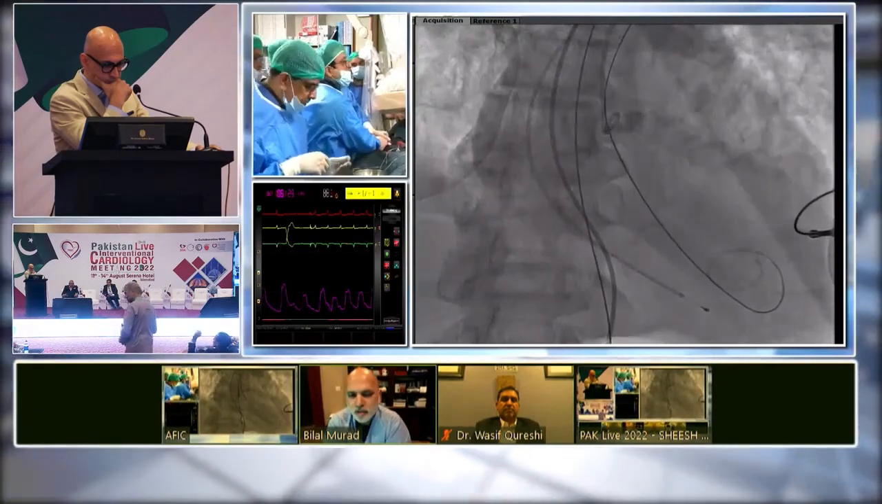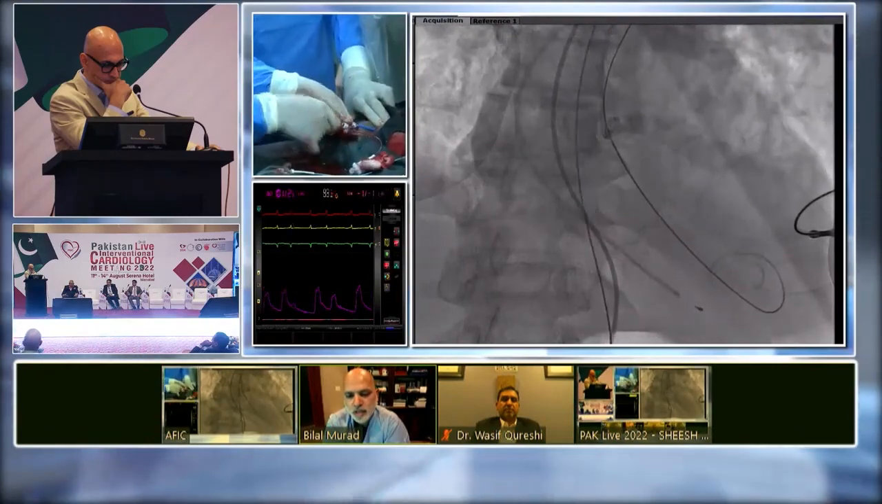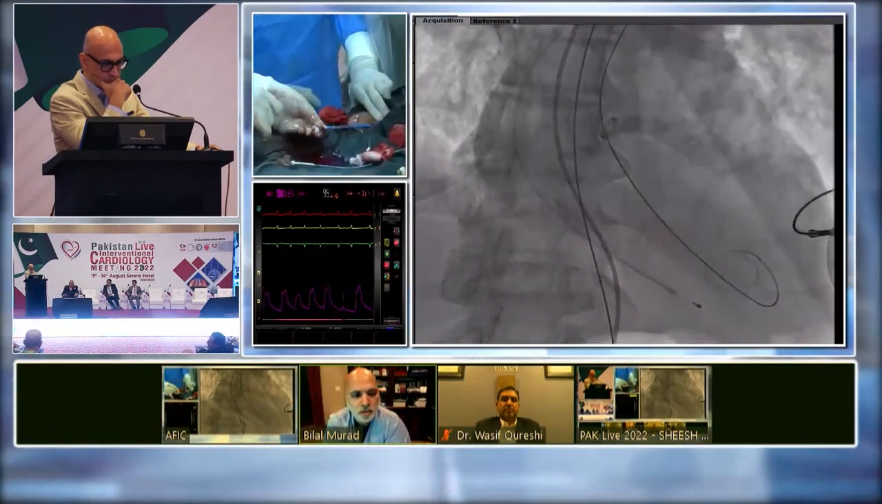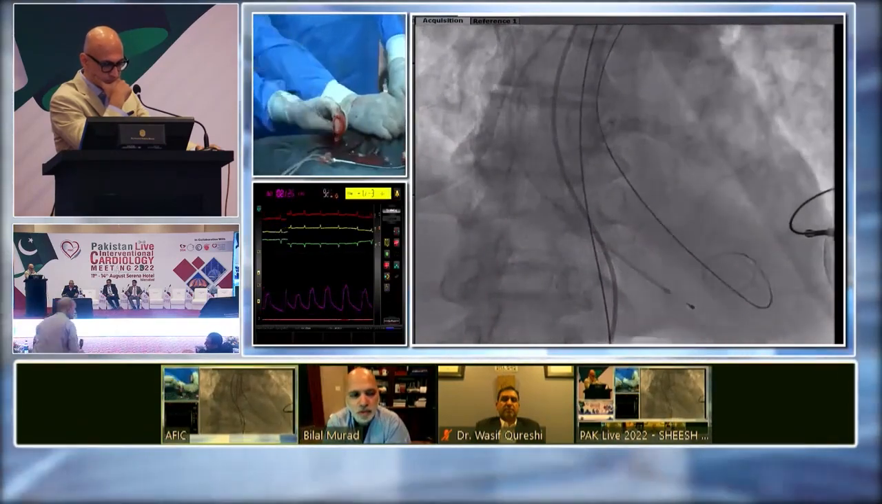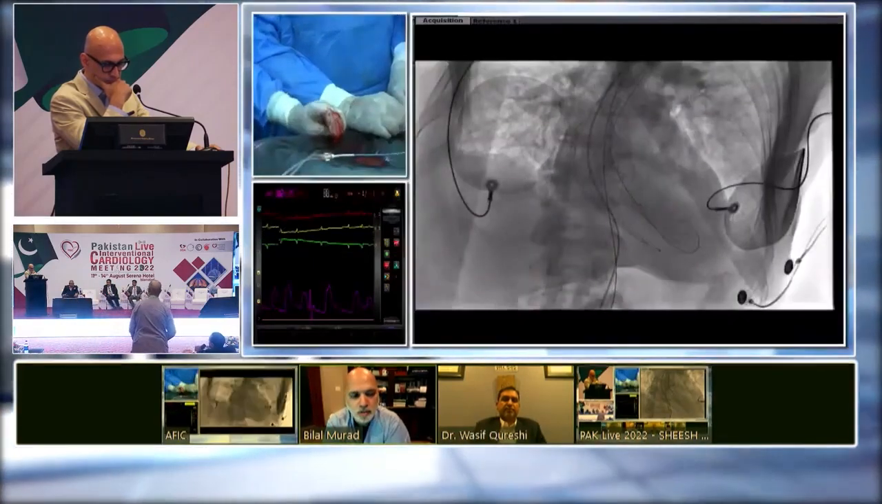I found that to be a very, very efficient way of pacing, and it takes away the slightly additional risk of chronic perforation and pacemaker as well. Yeah, I have exclusively moved to a single access site right now. It has also reduced vascular complications.